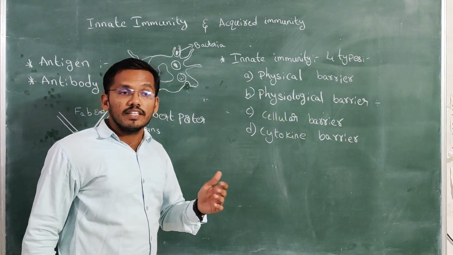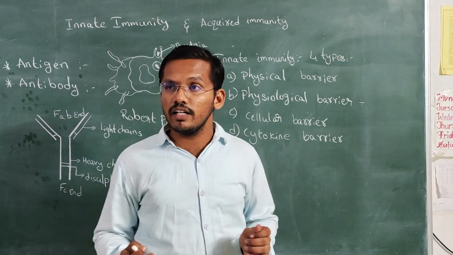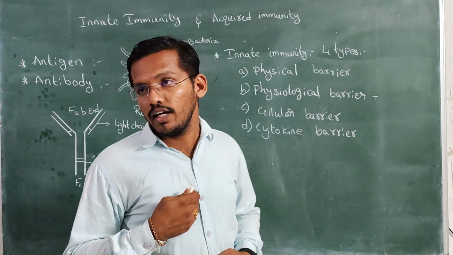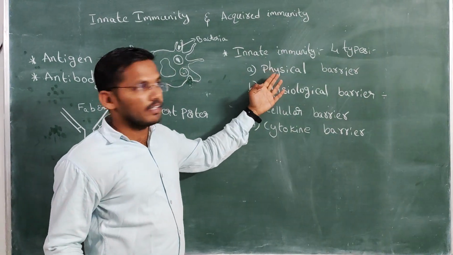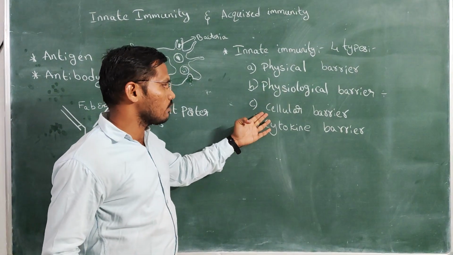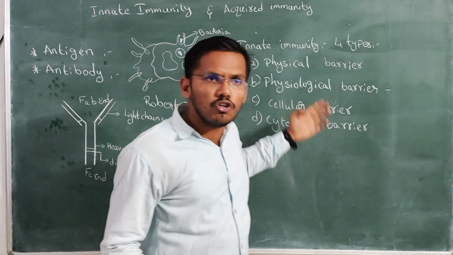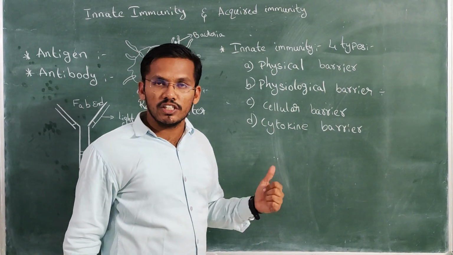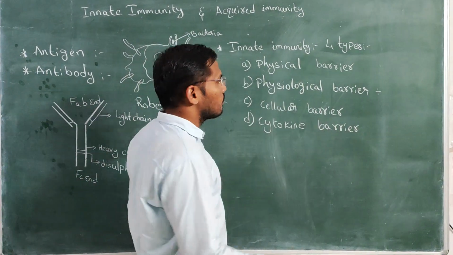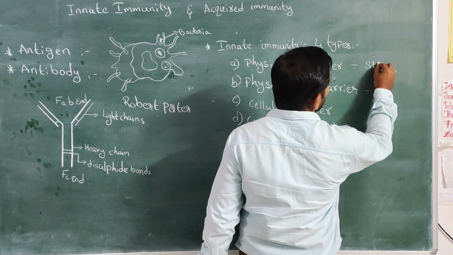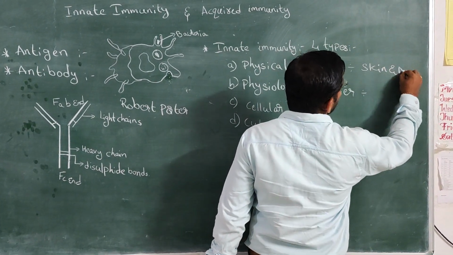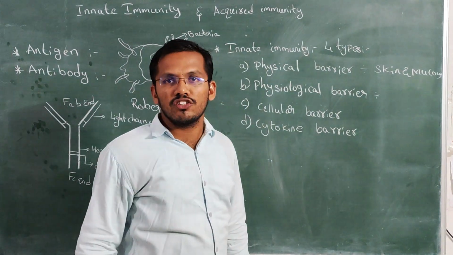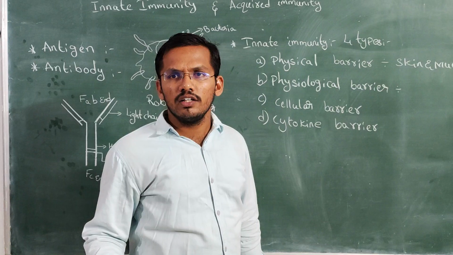Next, there are different types of barriers to prevent microorganisms or pathogens from entering our body. There are four barriers: physical barrier, physiological barrier, cellular barrier and cytokine barrier. These are the four major types of barriers developed in innate immunity. The first one is the physical barrier. The best examples of a physical barrier are skin and mucus. Skin and mucus act as great physical barriers.